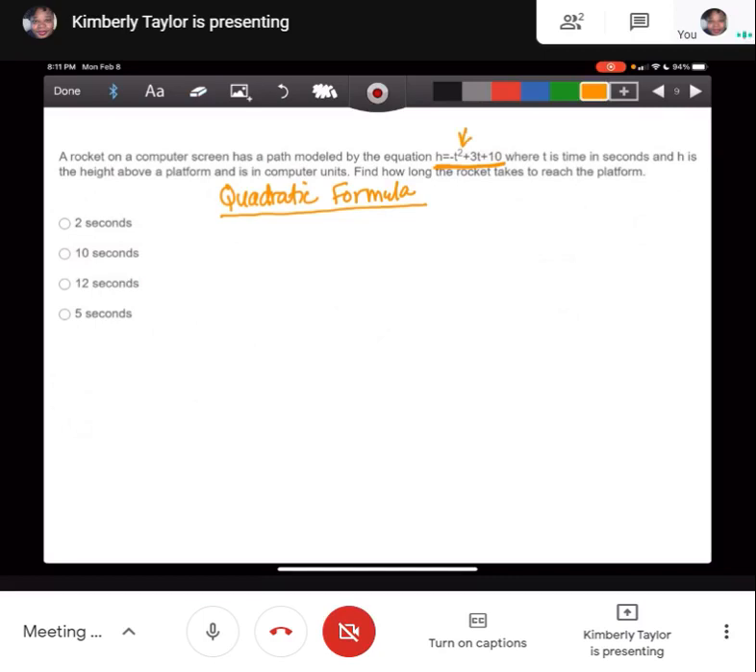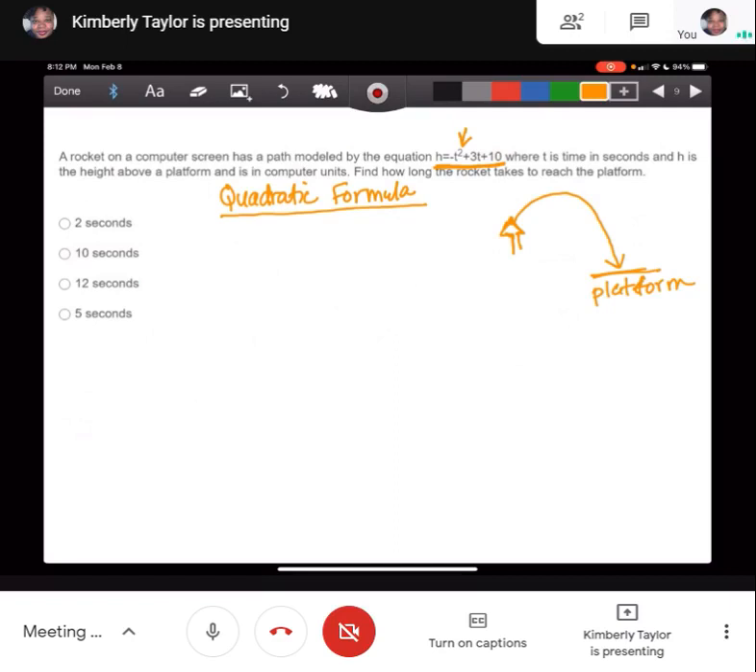It's a quadratic, and the graph would look like this. This is what the rocket looks like. If this was a picture of the rocket, that's what the rocket is doing. It blasts off, and then apparently it's going to hit some type of platform. They just want to know what time it is going to hit. How long does the rocket take to hit the platform? So you have to look for time.